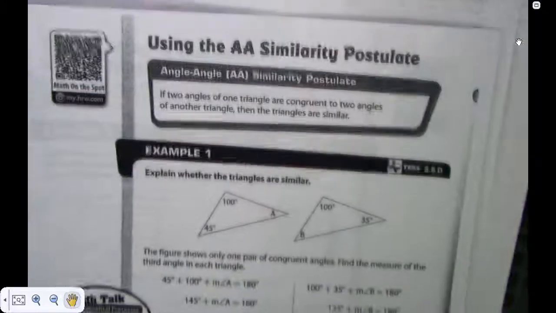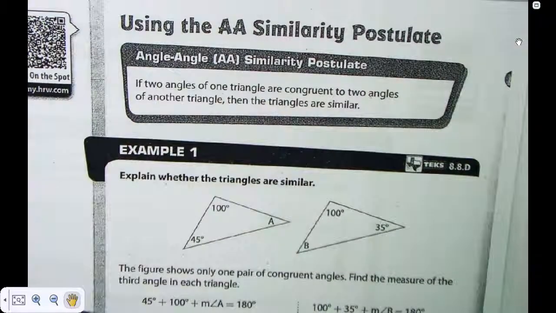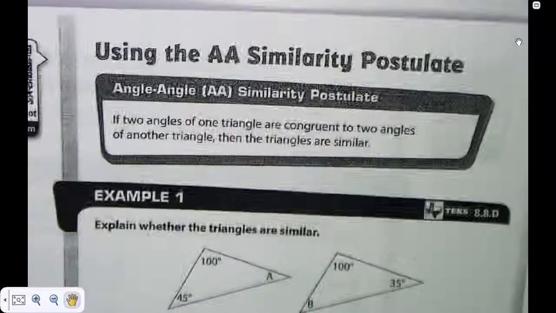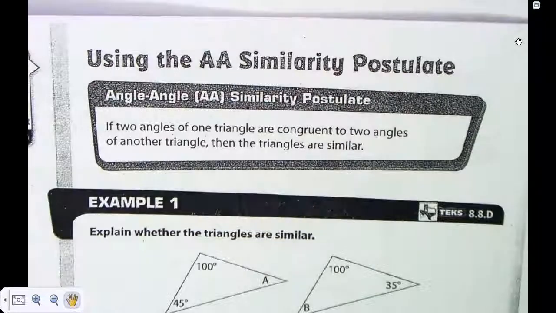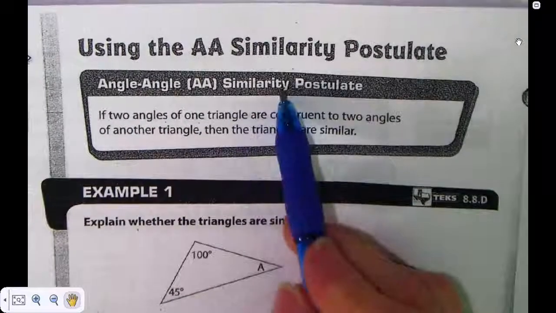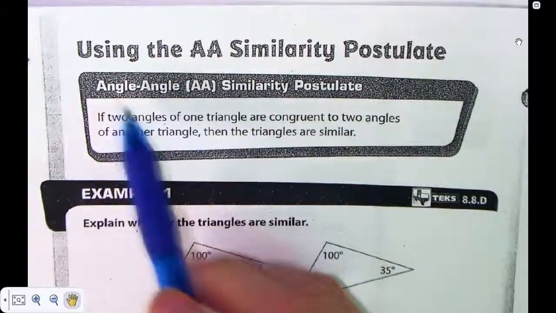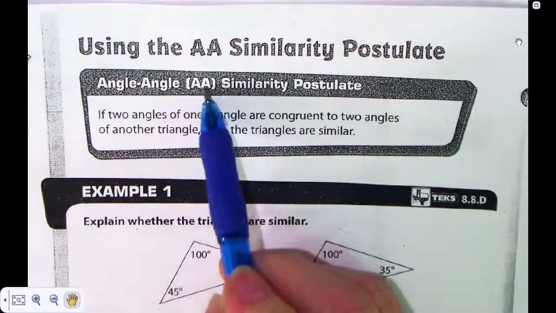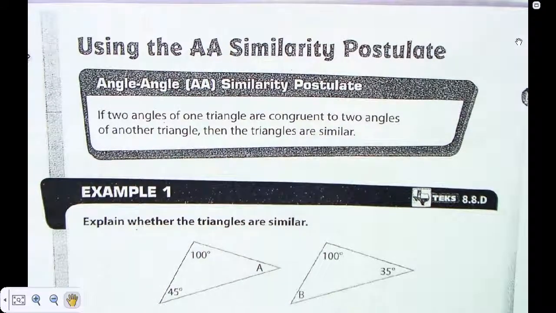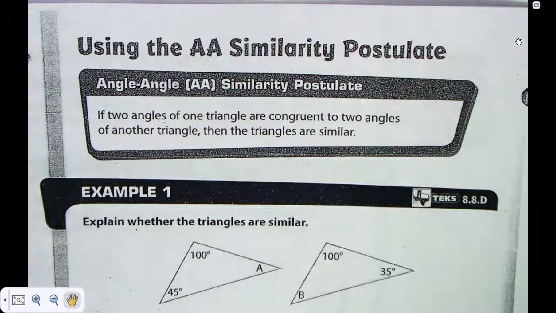Look at the very top. We're going to talk about those two things today that I just went over on those triangles. If two angles... it's called the angle-angle similarity postulate. Okay? Angle-angle, two A's. If two angles of one triangle are congruent to two angles of another, then the triangles are similar.